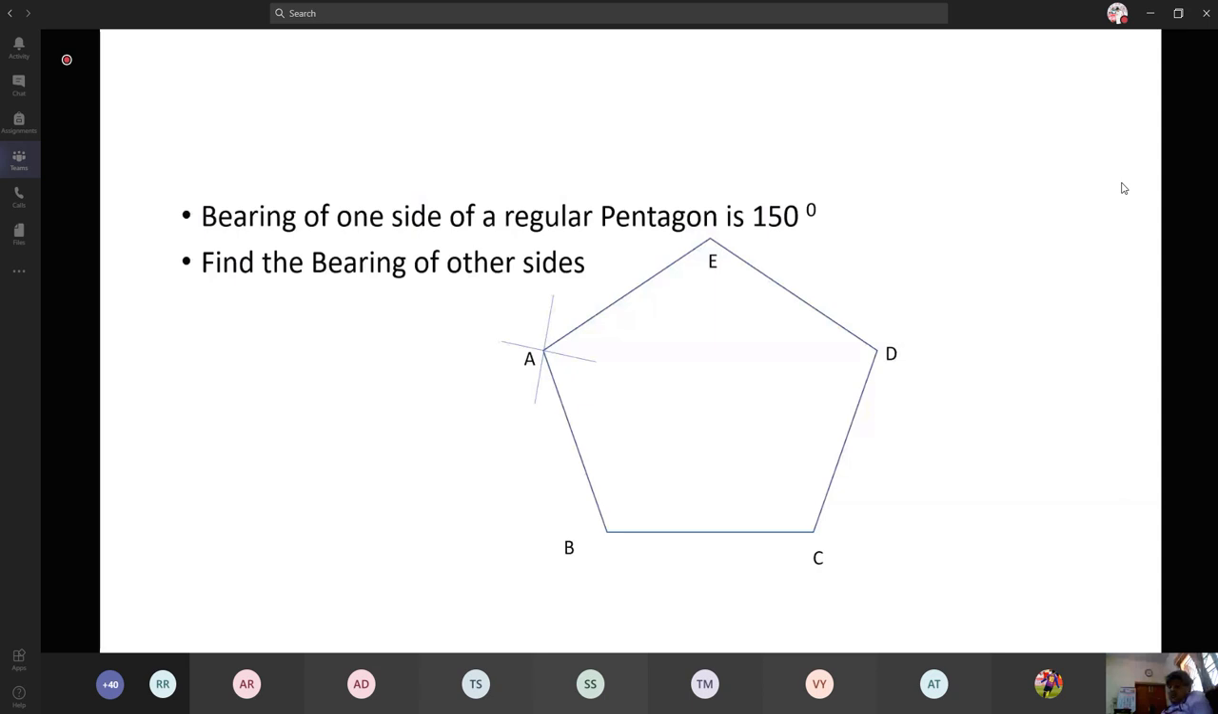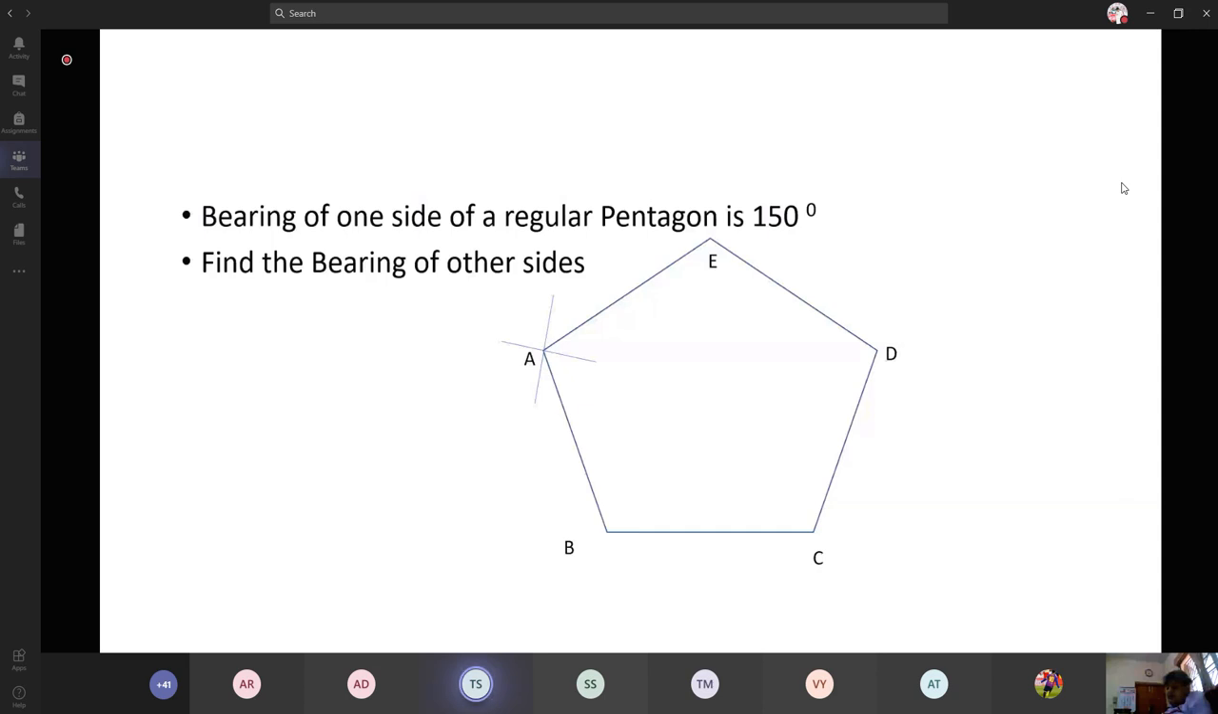What's the bearing of AE? Because angle EAB is 108 and AB is 150, 150 minus 108, the bearing of AE is simple mathematics, 42 degrees. All right, the bearing of AE is 42 degrees. Is it okay? Yes, sir.